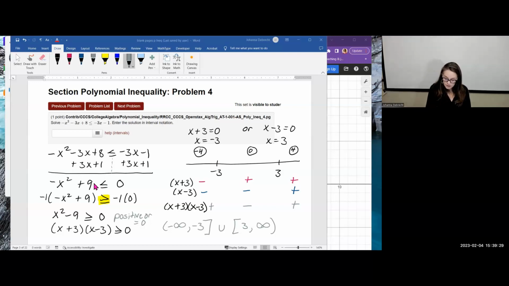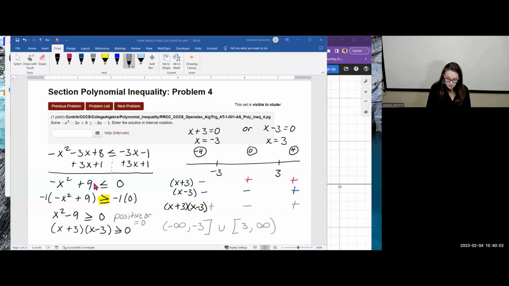For x plus 3, this gives me a negative, a positive, and a positive. For x minus 3, this gives me a negative, and a positive. Then I combine the signs together to figure out what x plus 3 times x minus 3 looks like. Negative times negative is positive, positive times negative is negative, positive times positive is positive. And I'm multiplying because the factor x plus 3 is multiplied by the factor x minus 3.